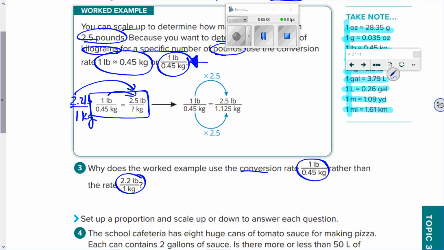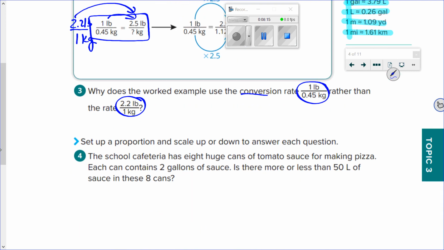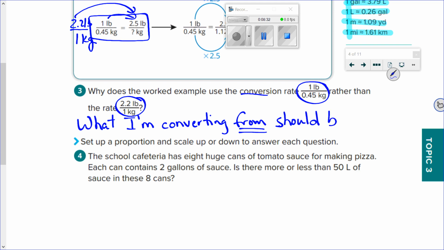So, whatever I'm converting from is the one that I want as a 1. Okay? So there is our key. Go ahead and write that down. What I'm converting from should be the 1. So that's the unit of what I want, is what I'm converting from. Why? Because it's going to make the conversion easier. Because I know whatever's on top is what I'm multiplying by. It tells me my arrow really quickly.